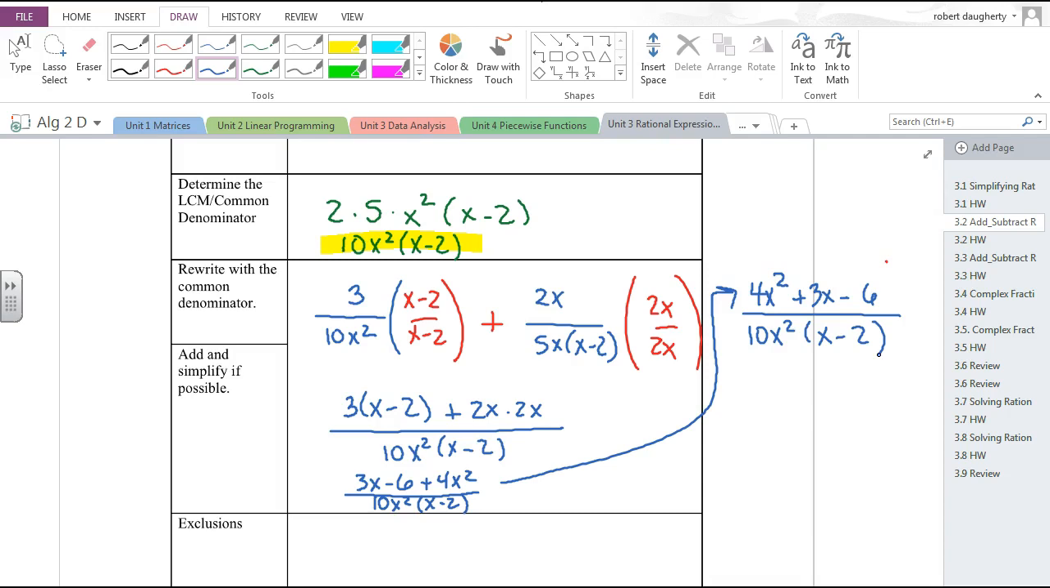We don't really know at this point. Now, the denominator is factored. It is possible that the top is not completely factored. How would I know whether or not it's factored? How would I figure this out? Let's try to factor it. See if we can factor this. Are there two numbers that multiply to negative 24 and add to 3?